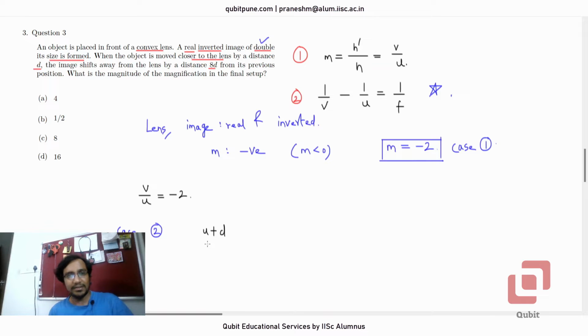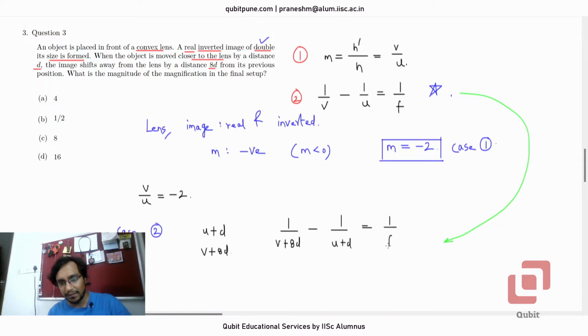Okay, so this is the object distance, and what will be the image distance? The image is actually shifting away from the lens by a distance 8D from its previous position. The previous position was V. It is shifting away from the lens by a distance 8D, so it will be V plus 8D. Now if we apply this formula to our new case, what are we going to get? 1 upon V plus 8D minus 1 upon U plus D is equal to 1 upon F.